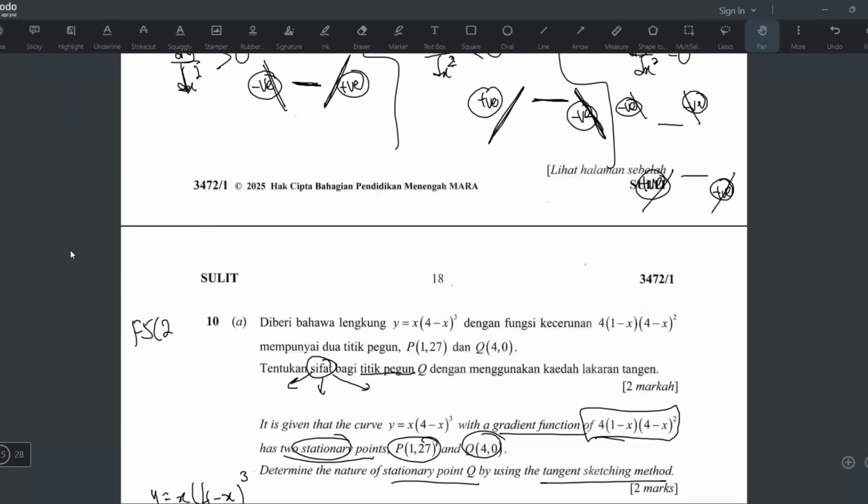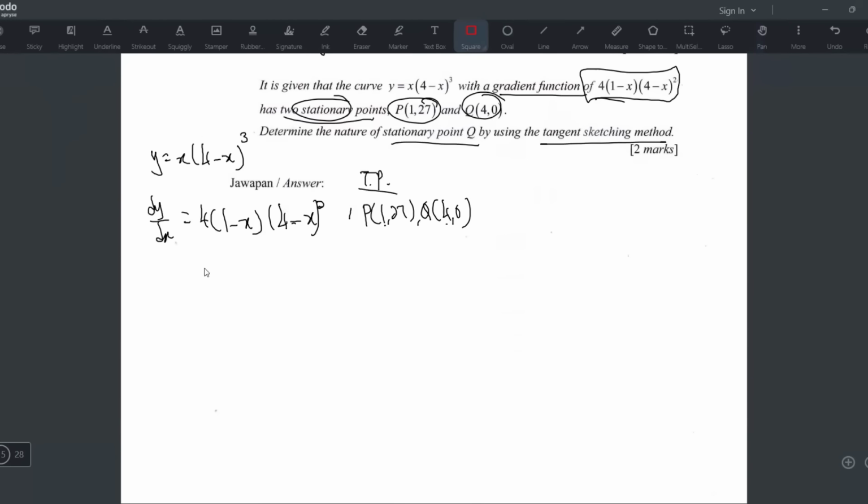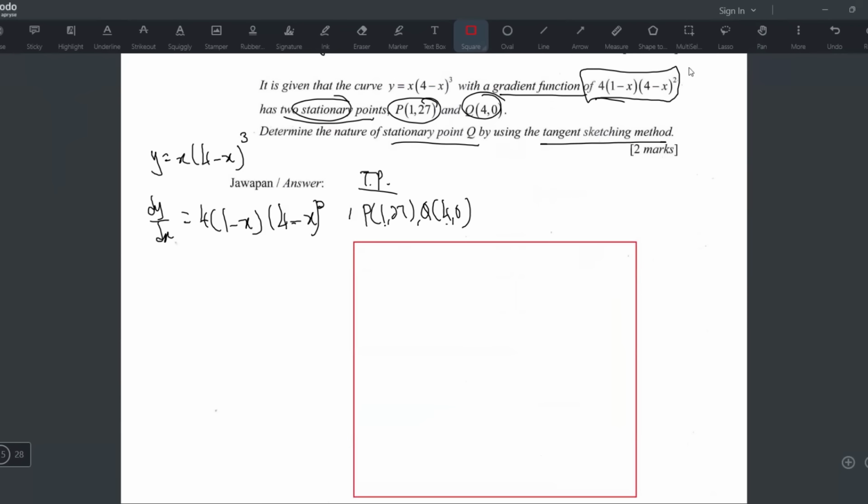Okay, so now we will do the tangent sketching method. We will need to draw a table for this. So the table will look something like this.